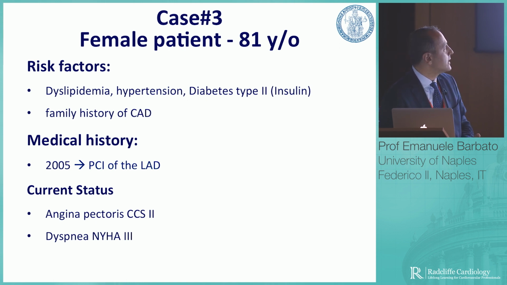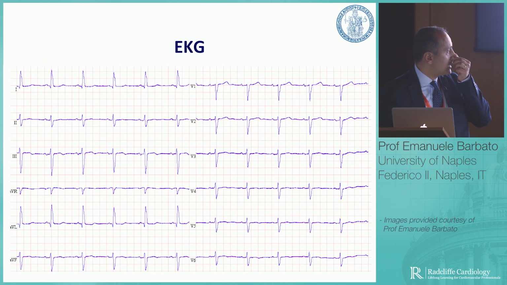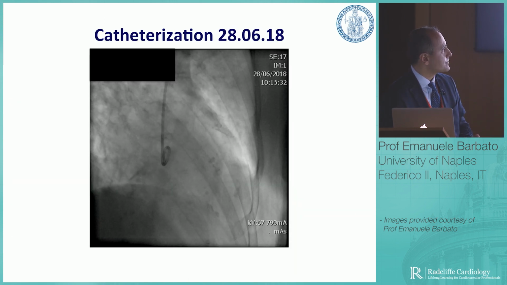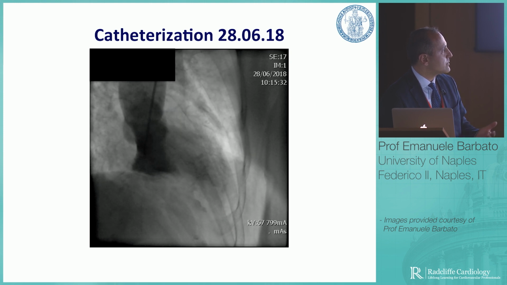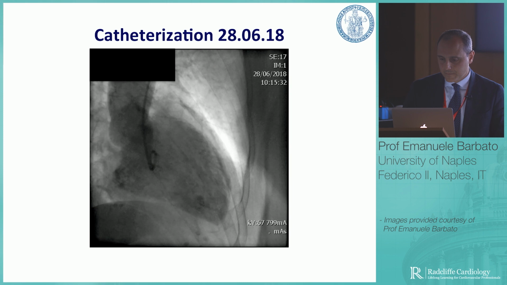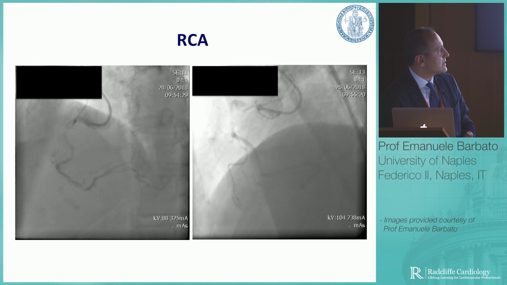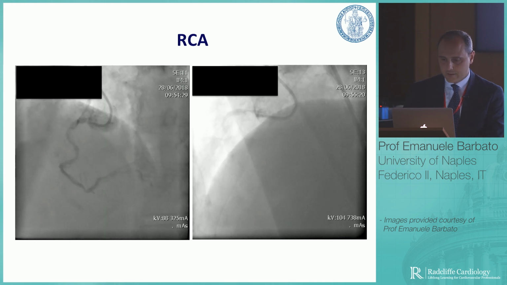81 years old patient, female this time, many risk factors, already underwent in 2005 PCI LAD. She presents with stable angina and mostly with dyspnea. ECG, not really helpful. Left ventricular angiogram. Overall preserved, perhaps some hypokinesia in the inferobasal wall. Right coronary angiogram. It's a non-selective injection. There is really a tight ostial lesion that you will see better in the next injection.